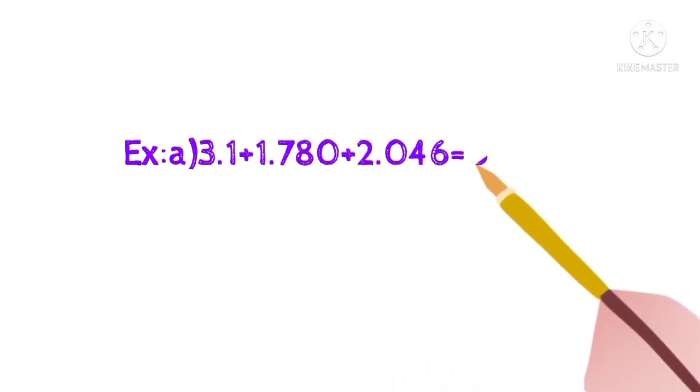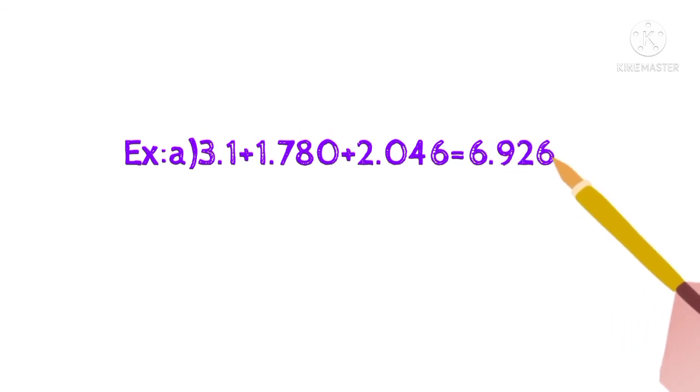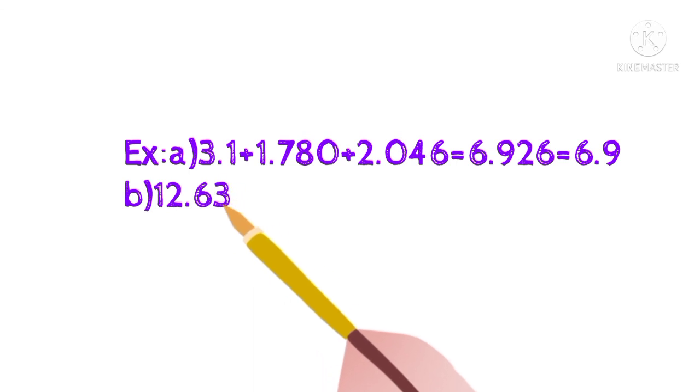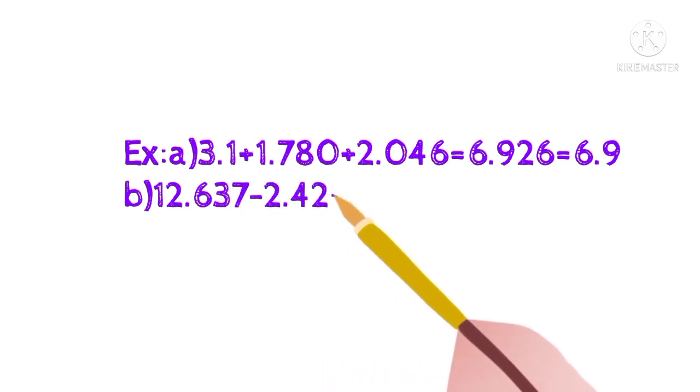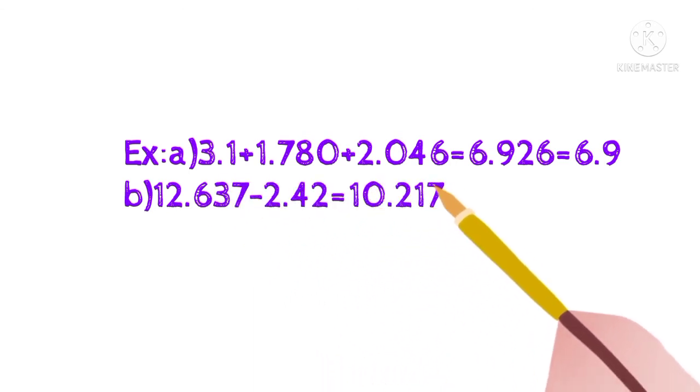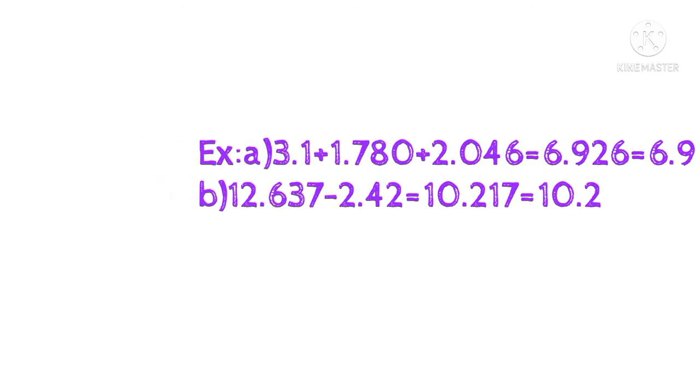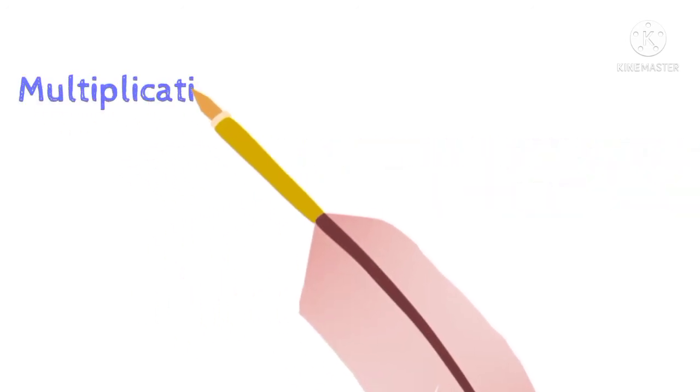For example, here we have 3.1 plus 1.780 plus 2.046. The total is 6.926. What is the least number of decimal places here? 3.1, so 1 digit. So, the answer is rounded off to 6.9. The next example, subtraction. The least is 2.42, that is 2 decimal places. So, the answer is rounded off as 10.2.